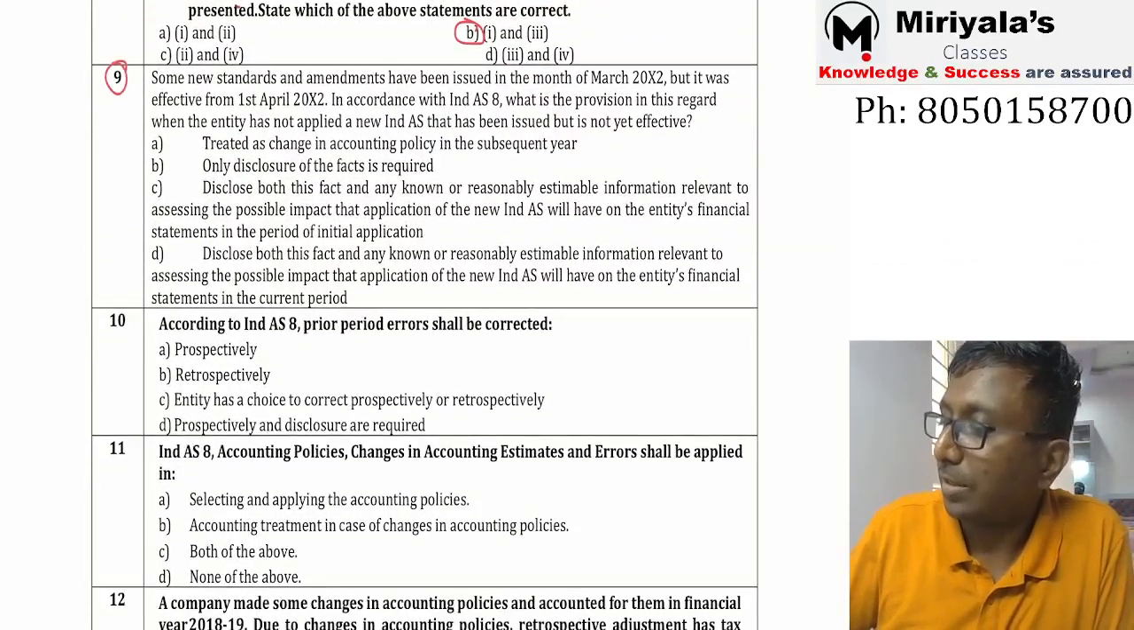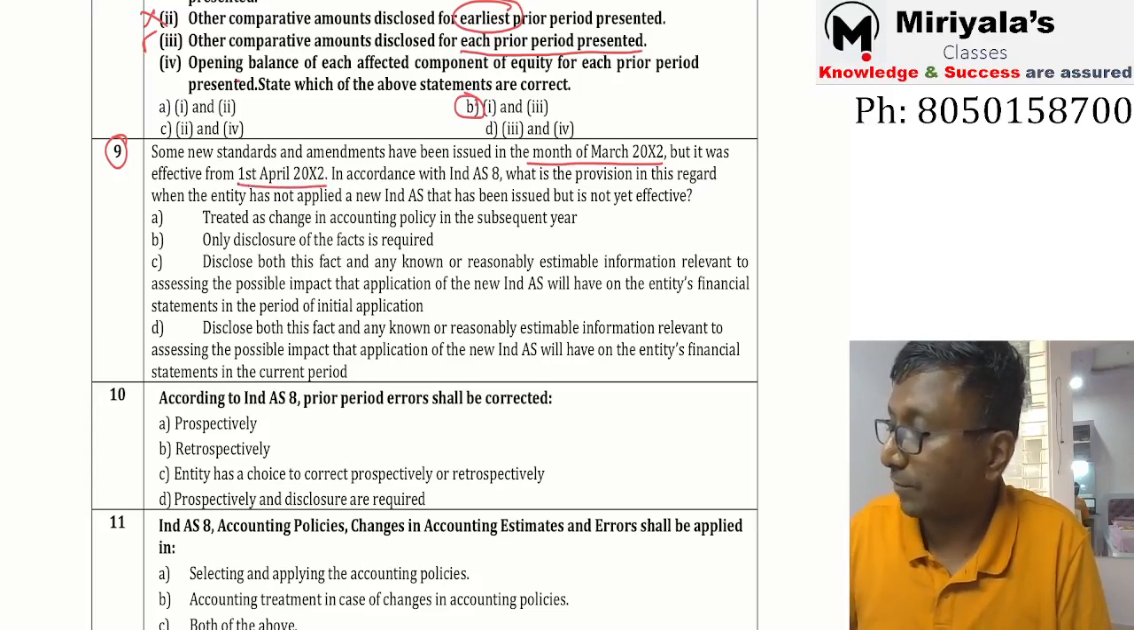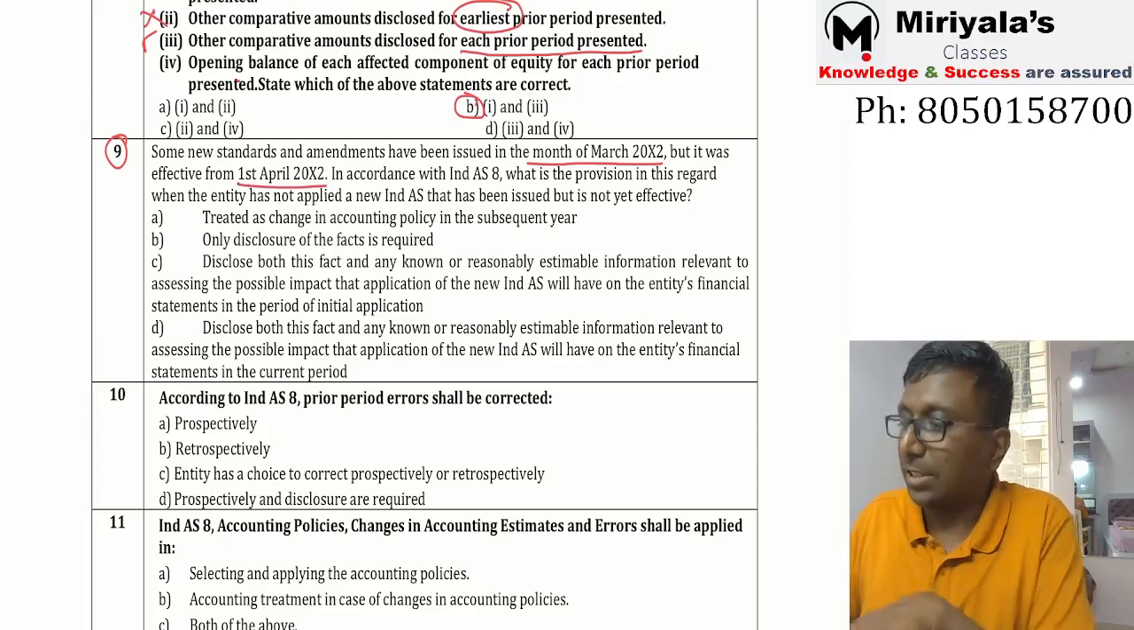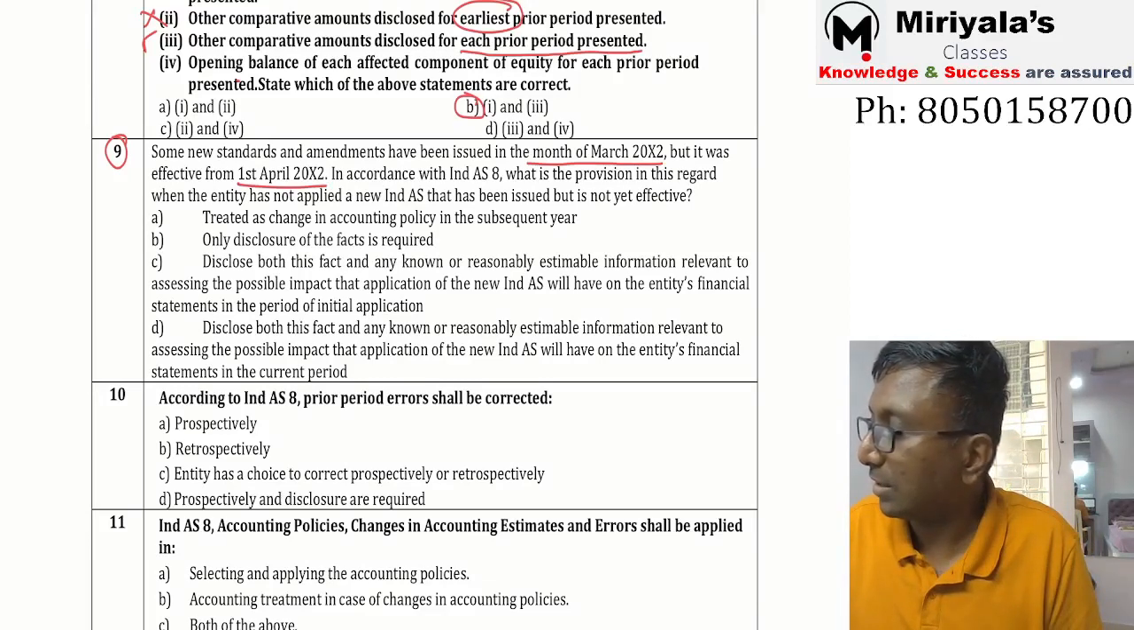So what is the ninth bit? Some new standards and amendments have been issued in the month of March 2022, but effective from the 1st April 2022. Okay, that is next year. So in accordance with Ind AS, what is the provision when the entity has not applied a new Ind AS that has been issued but is not yet effective?